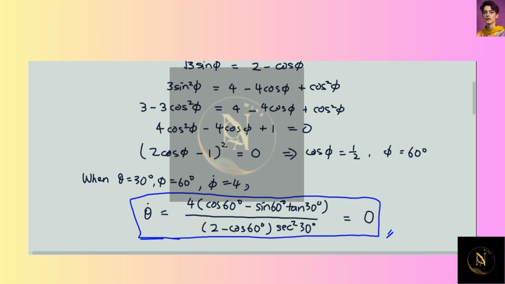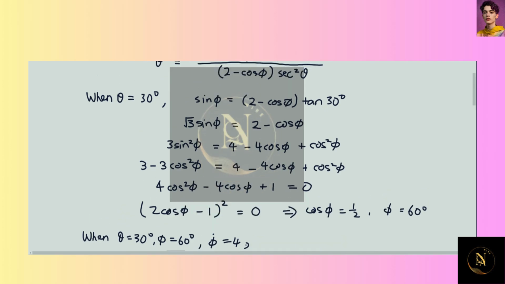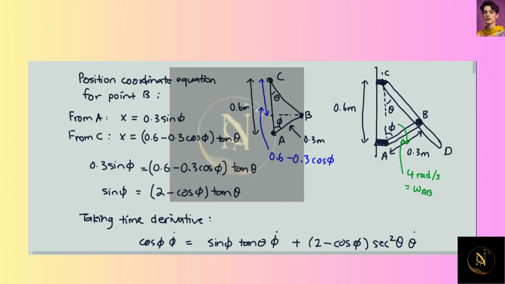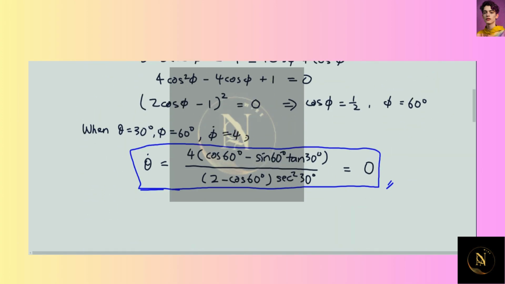So theta dot at that instant, if you go back to the diagram, if this is 30 degrees and this is 60 degrees, you have a right angle triangle. So when AB is swinging clockwise, at this particular angle where you have a right angle triangle, the rod CD is not going to move at that instant. That's why theta dot is 0. That's how we can make sense of this situation.